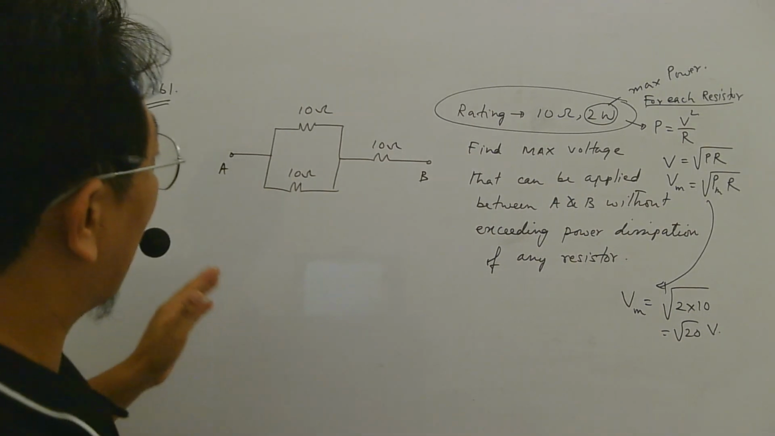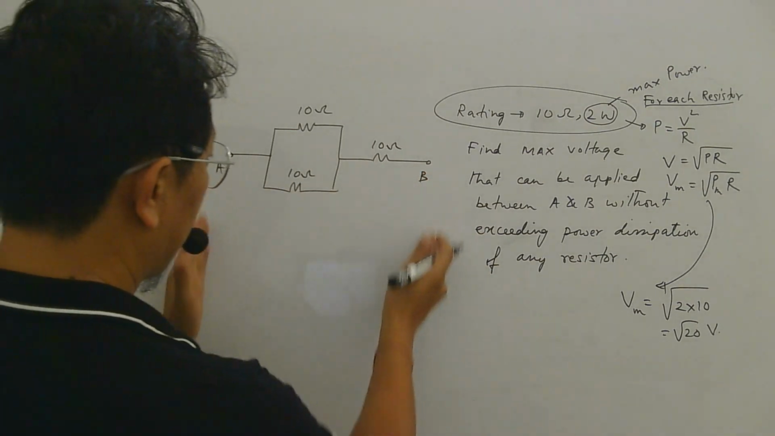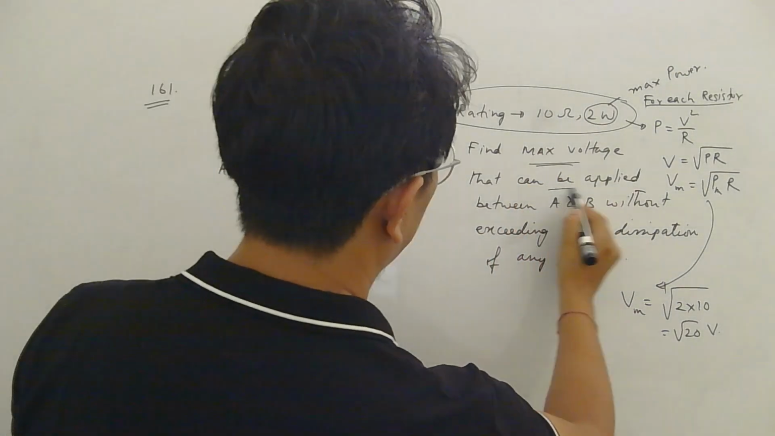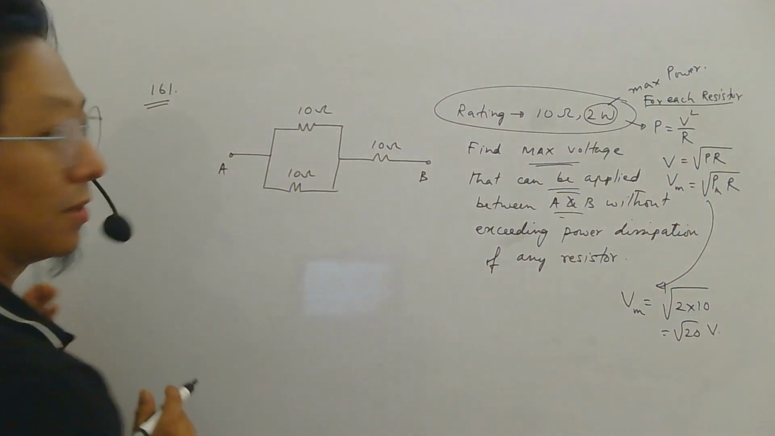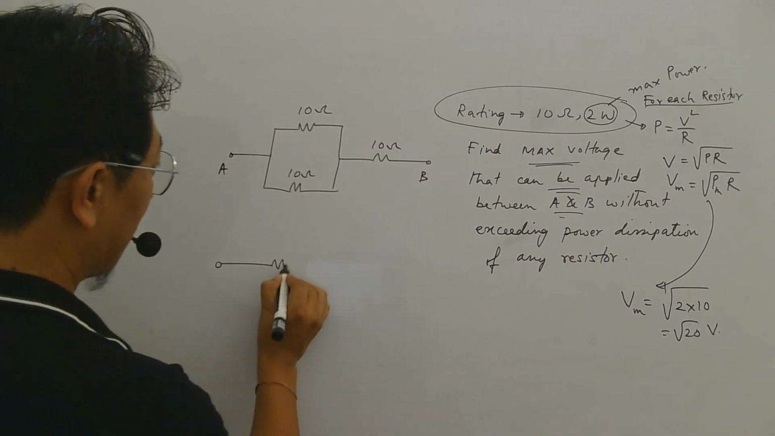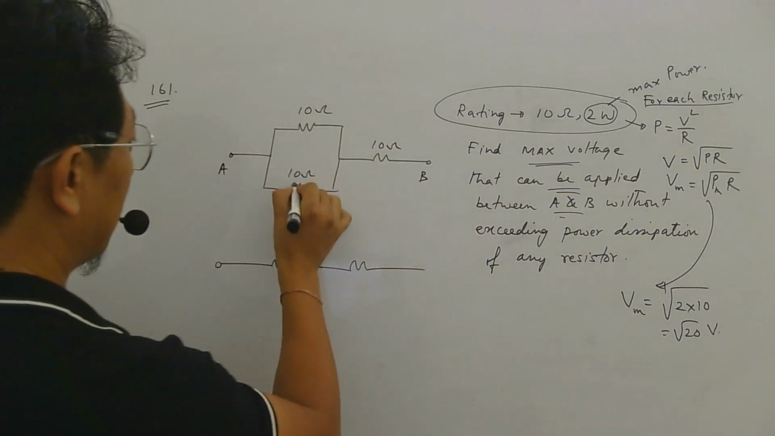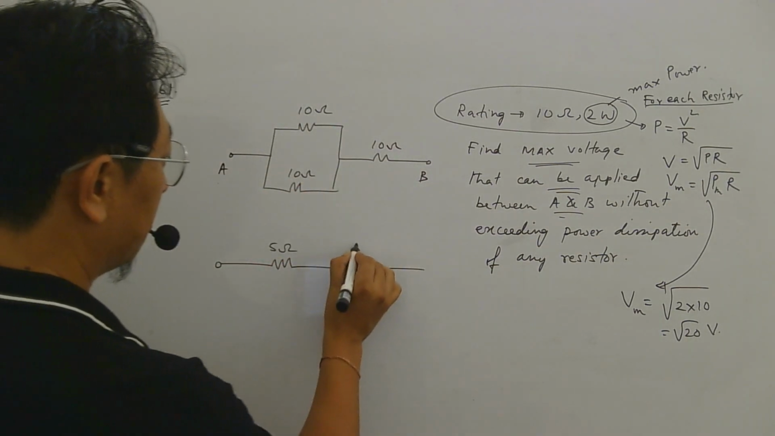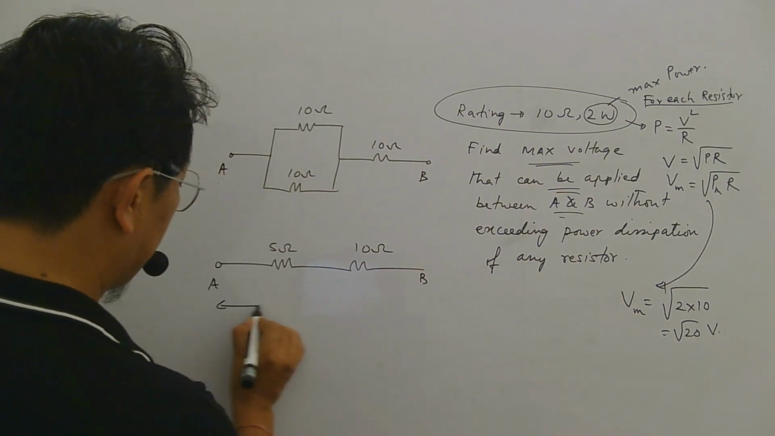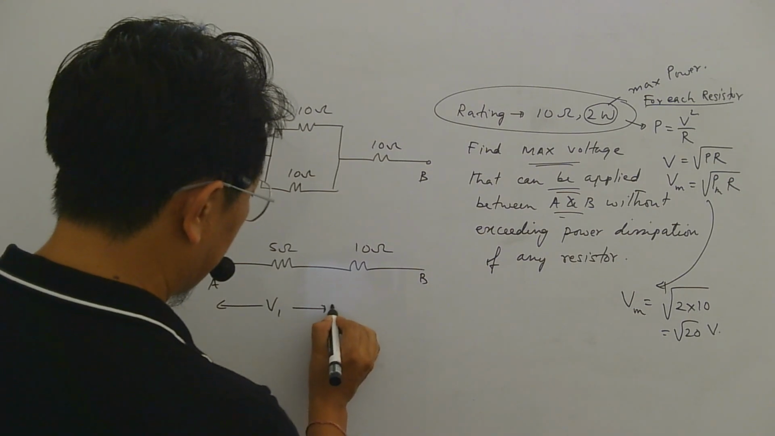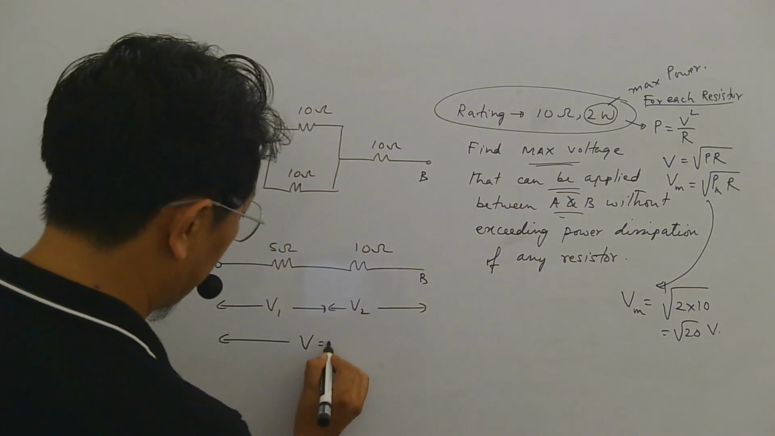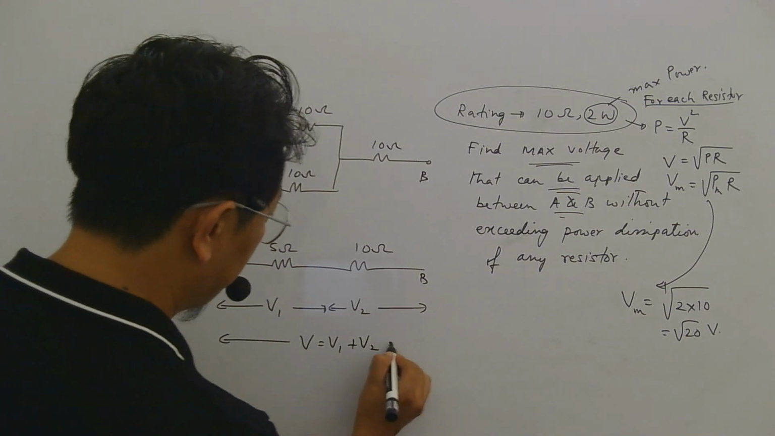Now how to find what maximum voltage we can apply here? So we have to find the maximum voltage that can be applied between A and B. So let's see, we can redraw this circuit something like this. 10 and 10 in parallel will be 5 ohm, and then 10 ohm. Let's say here voltage is V1, here voltage is V2, then the applied voltage will obviously be V1 plus V2.